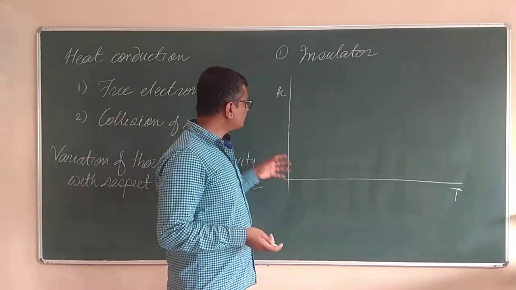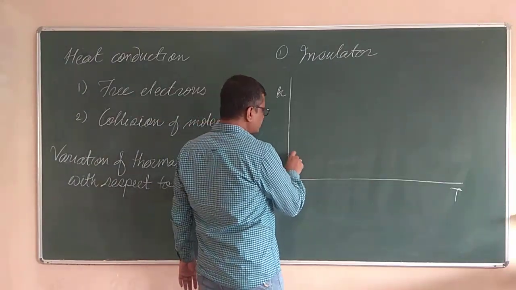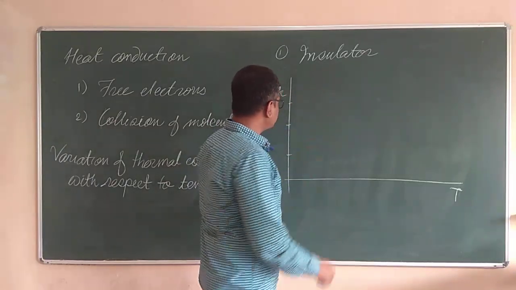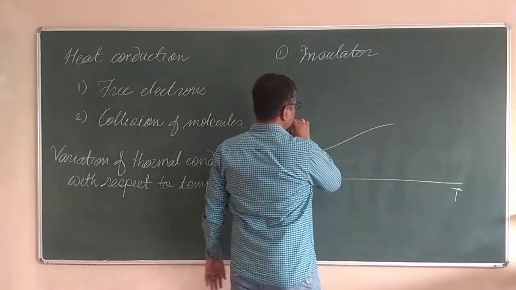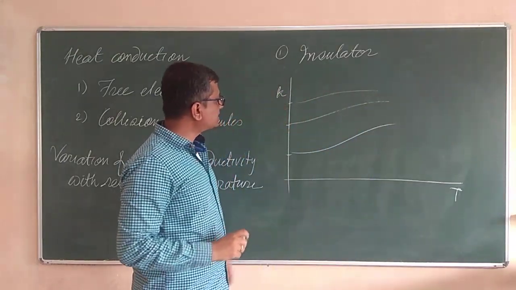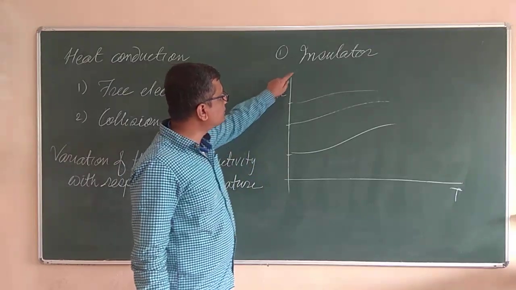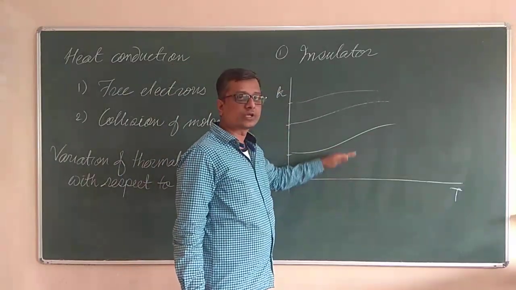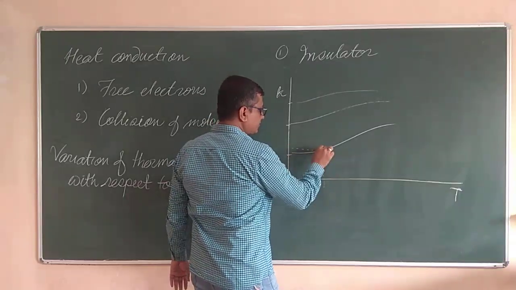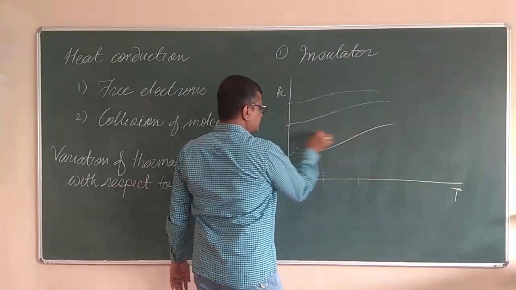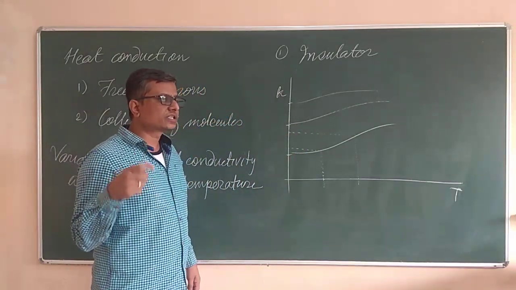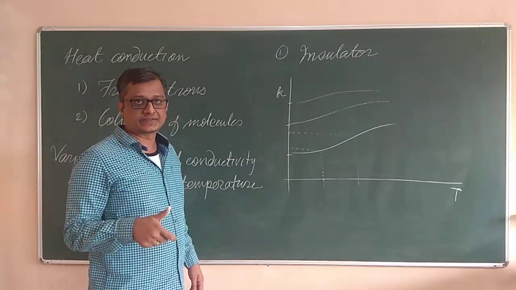The variation of thermal conductivity of most of the insulators shows something like this, maybe something like this. They are varying in this way. So from these graphs, it is clear that the thermal conductivity of insulators is increasing with respect to the temperature. You can see at this temperature, the thermal conductivity is this much. If I go for a higher temperature, you can see the thermal conductivity is getting increased. That increase is not a considerable increase, but it increases, right?